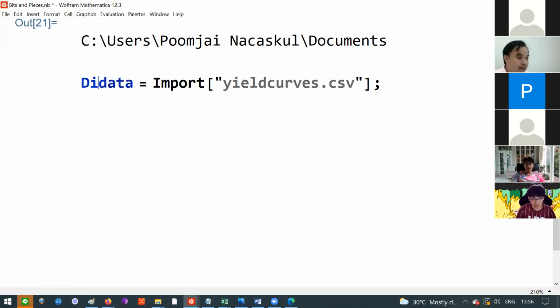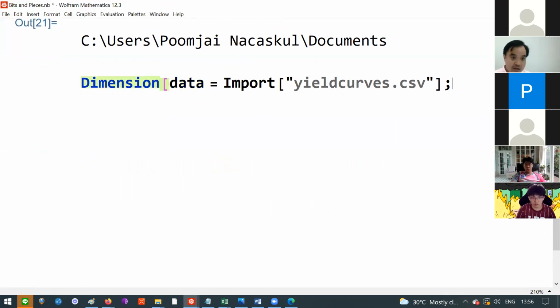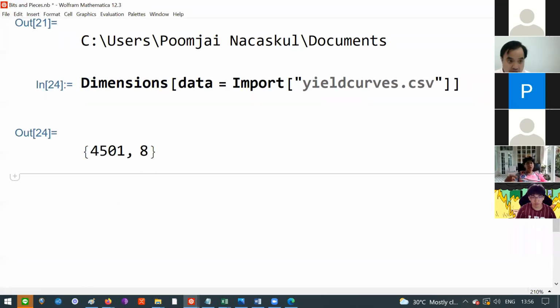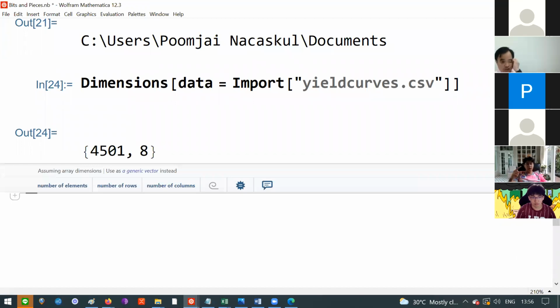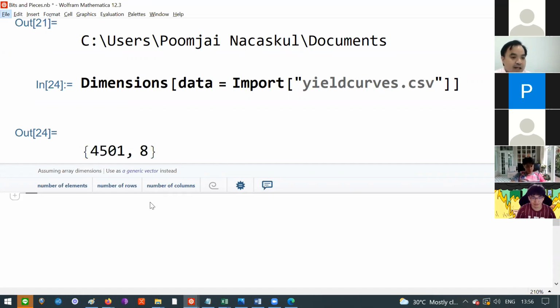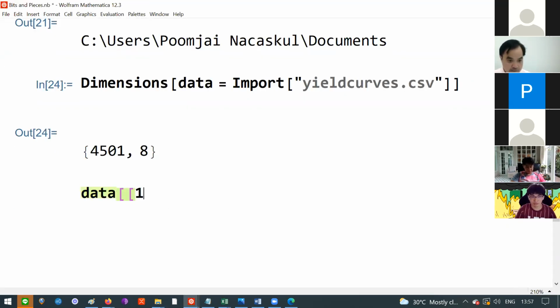I tend to do this, by the way. If you see in my project worksheet, I tend to do this so that I make the assignment and also get out the dimension. So it has 45,000 rows and 8 columns. Let's see what they look like. Let's look at the top 5.